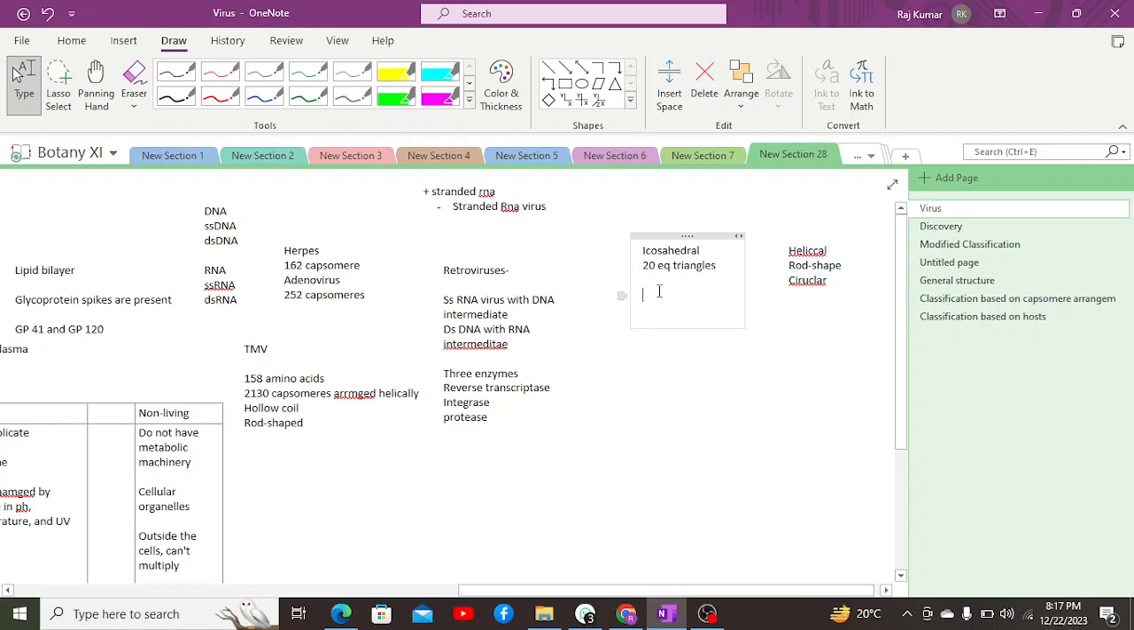Now, how is its structure formed? Basically, these triangles are arranged in 3D in such a manner that they have 20 faces and 12 vertices. Moreover, icosahedral is divided into its types, which include polyhedral shape and spherical shape. Now you might be wondering how a spherical shape can exist in an icosahedral, because icosahedral is made of triangles.